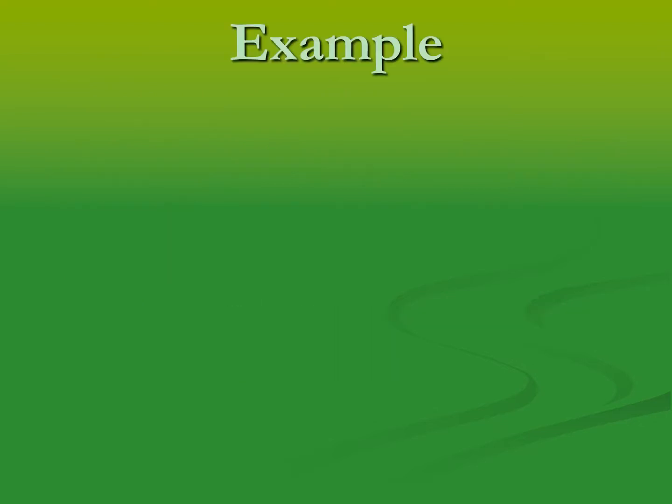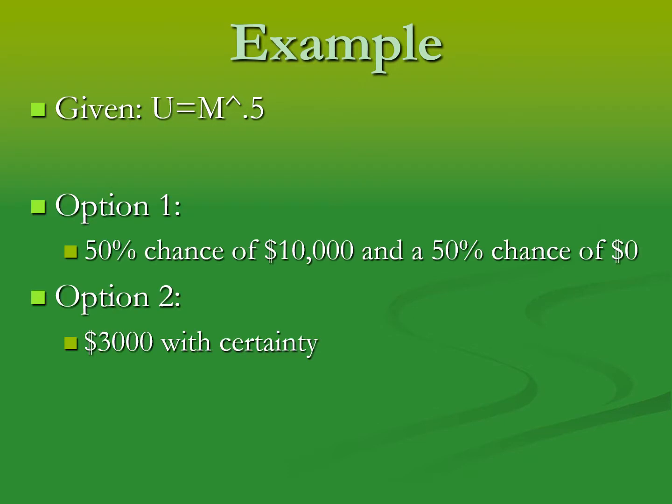All right, so here's a numerical example for us to consider. Imagine that we're given a utility function of the income that we have is to the 1/2 power, or the square root of our income. That's our utility function. And we have 2 gambles to consider. Option 1 is a 50% chance at $10,000 and a 50% chance at $0. Option 2 is $3,000 with certainty. Which do you choose?